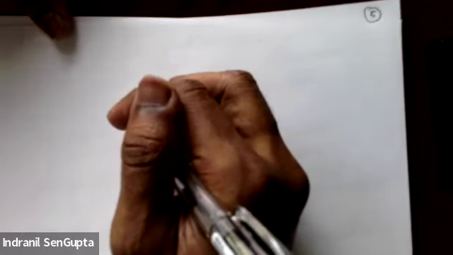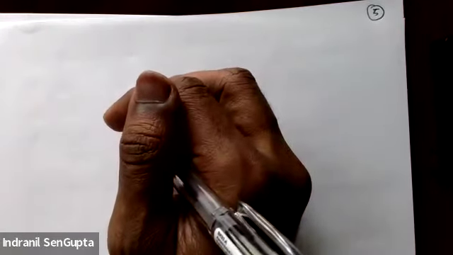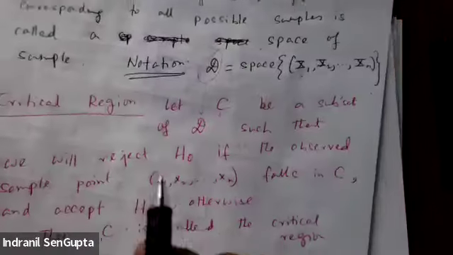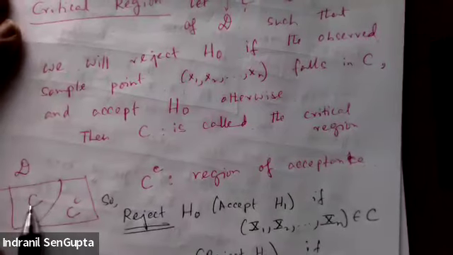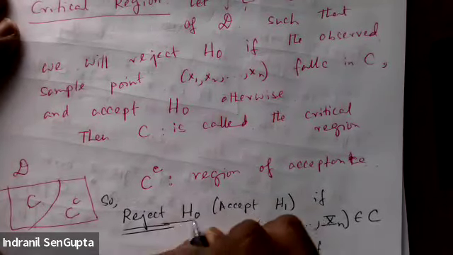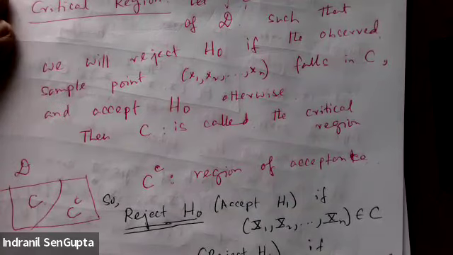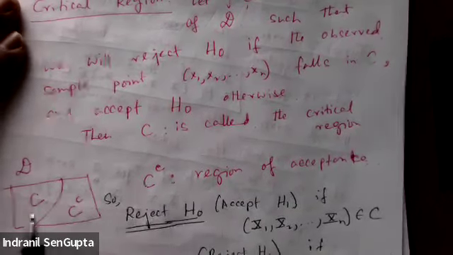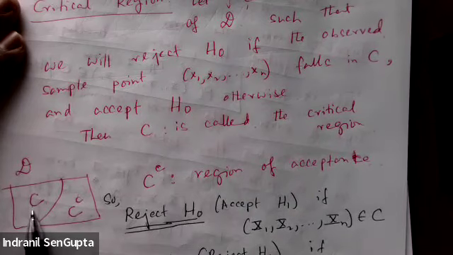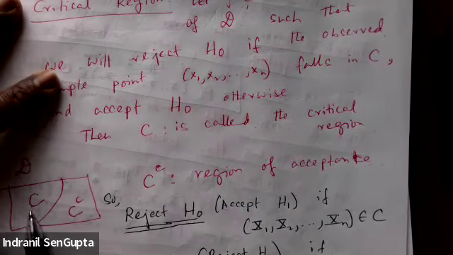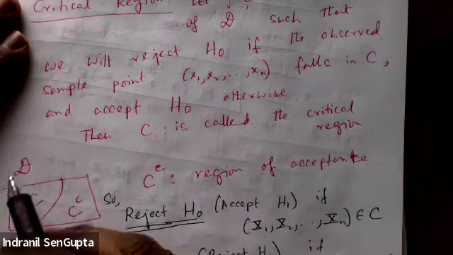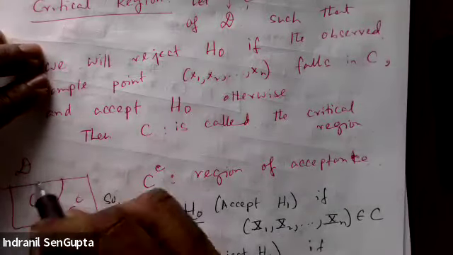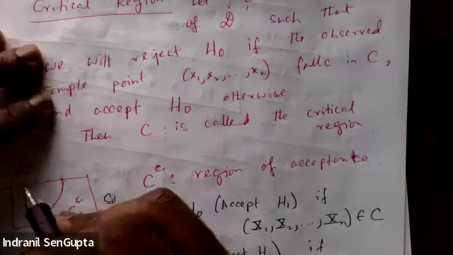Now we have the critical region, right? So we already defined the critical region. The critical region is a region such that if the sample values are in this region, we reject the null hypothesis. So that's the deal. Now, what is the probability of rejecting a null hypothesis? Or what is the size of this C? Can we define a size of this C?